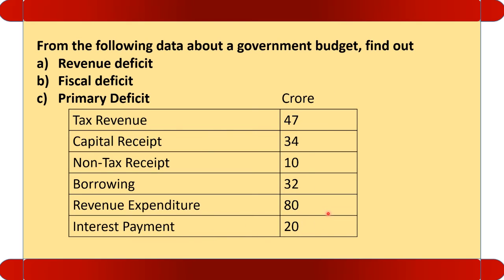In the question we can see that the total revenue is not directly given, but the components of the total revenue are given to us. In video 1 we have seen what total revenue means. It means tax revenue and non-tax revenue, because we know that the components of the revenue receipt are tax and non-tax. So here firstly we have to calculate the total revenue, and then we have to proceed to find out the revenue deficit, fiscal and the primary deficit.